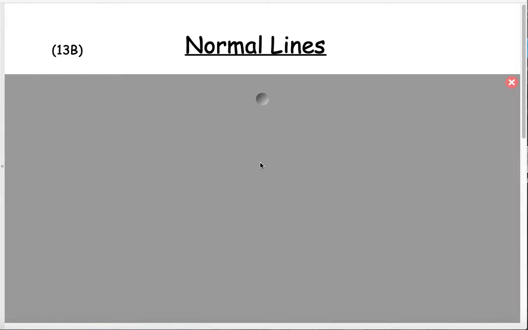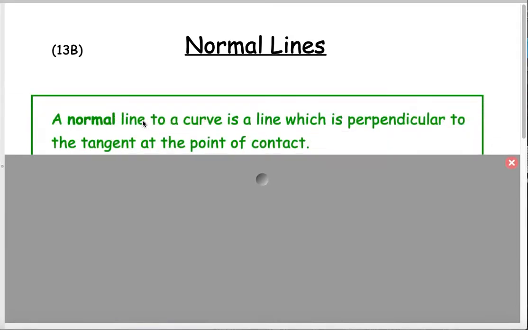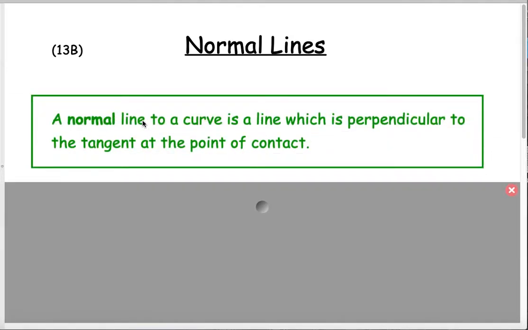So in this section in our text, they talk about normal lines. In the last section we learned about tangent lines and coming up with the slope of a tangent line or the equation of a tangent line to a curve at a point. So this is a pretty similar idea. A normal line to a curve is a line that's perpendicular to the tangent line at that point of contact.